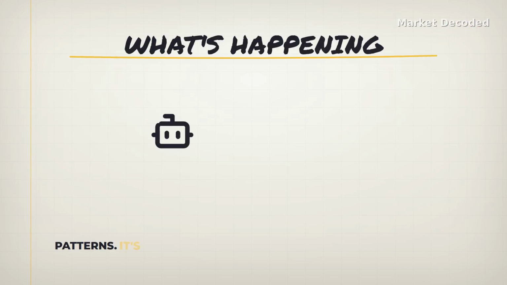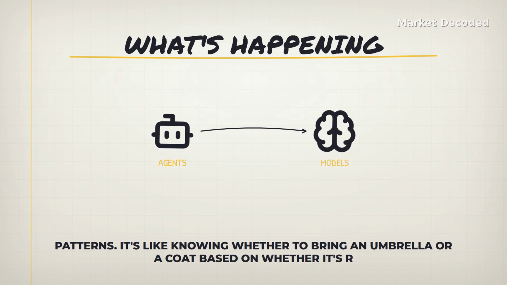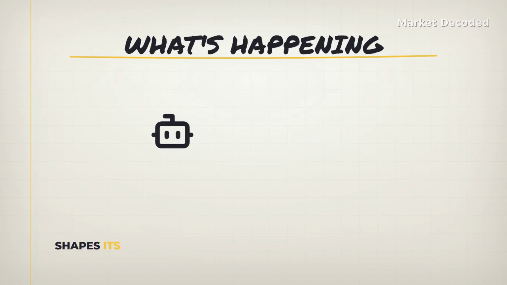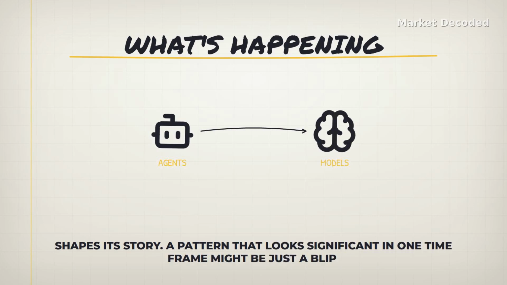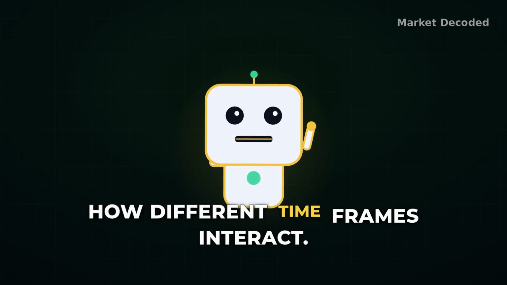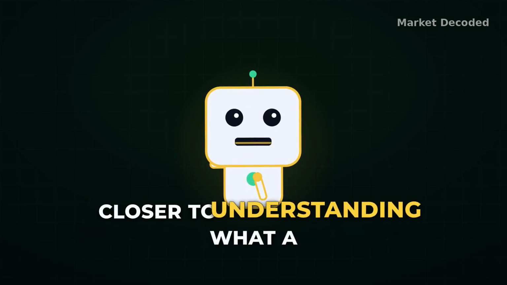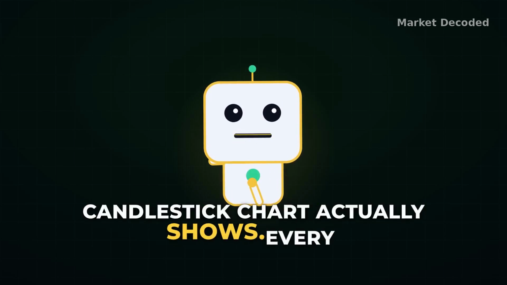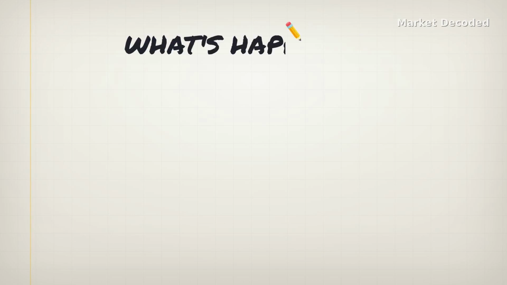It's like knowing whether to bring an umbrella or a coat based on whether it's raining outside or just drizzling. So remember, the time frame of your candlestick chart shapes its story. A pattern that looks significant in one time frame might be just a blip in another. Always consider the bigger picture and how different time frames interact. By doing this, you're getting closer to understanding what a candlestick chart actually shows. Every tick is not just data, but a piece of a much larger puzzle.